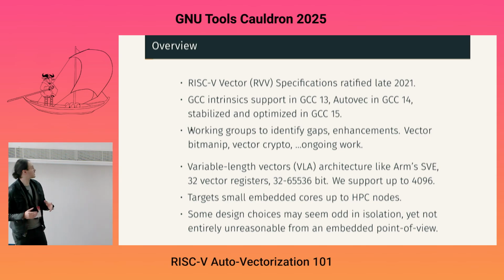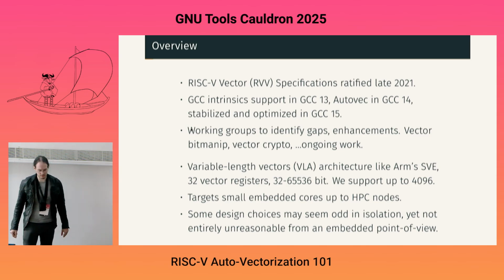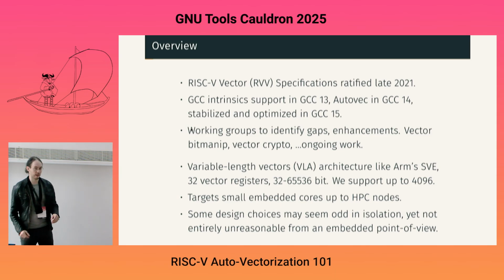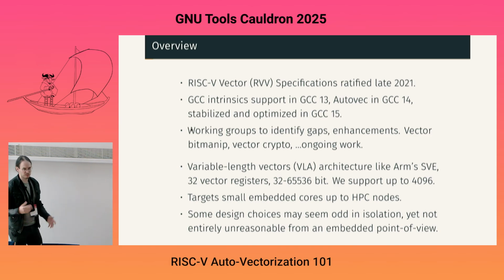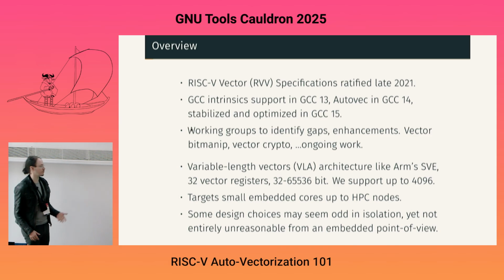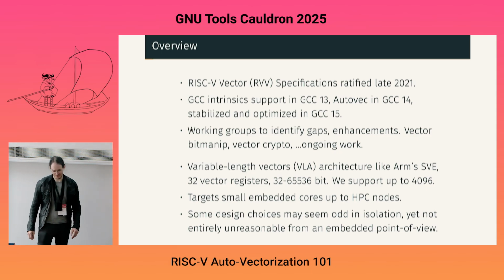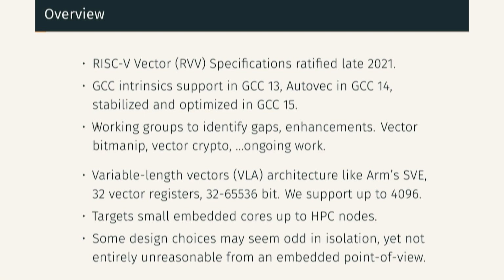But also the vector spec itself is a moving target. There are several working groups that identify gaps, derive an enhancement, and so on. Vector Bitmanip and Vector Crypto are just some examples that are already there, and there's ongoing work, obviously. Sad instruction. A sad instruction. We'll get to that. In general, the architecture is vector length agnostic, just like AArch64's SVE.